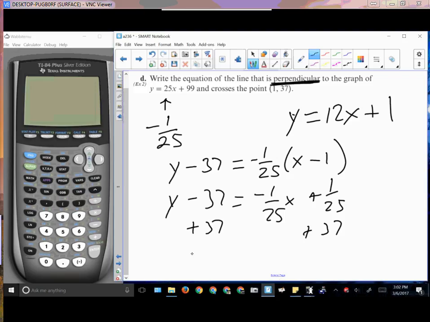So for this one, I'm going to cheat, because I had to go perpendicular. If the slope was 25, the perpendicular slope is the opposite reciprocal. Parallel. Okay, do it at the end of class tomorrow.